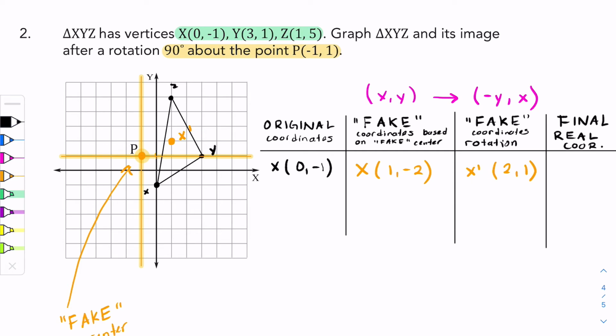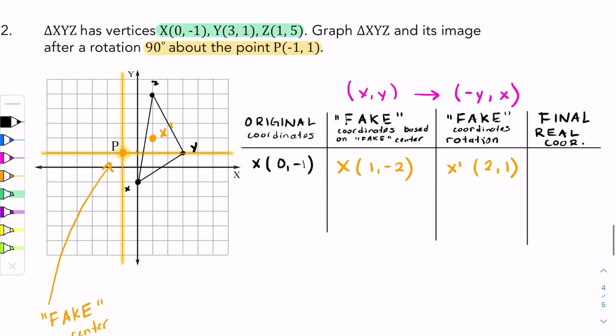If I go back to the real center, which is, actually, you know what? Let's save that for after. I can erase all of my extra notes and we can clearly see where they are. So let's move on to point Y, which is at 3, 1. On my fake axis, Y is actually at 1, 2, 4, 0. Y prime, when you apply the rule, is at 0, 4. So when I plot that on my coordinate plane, it is located right there.